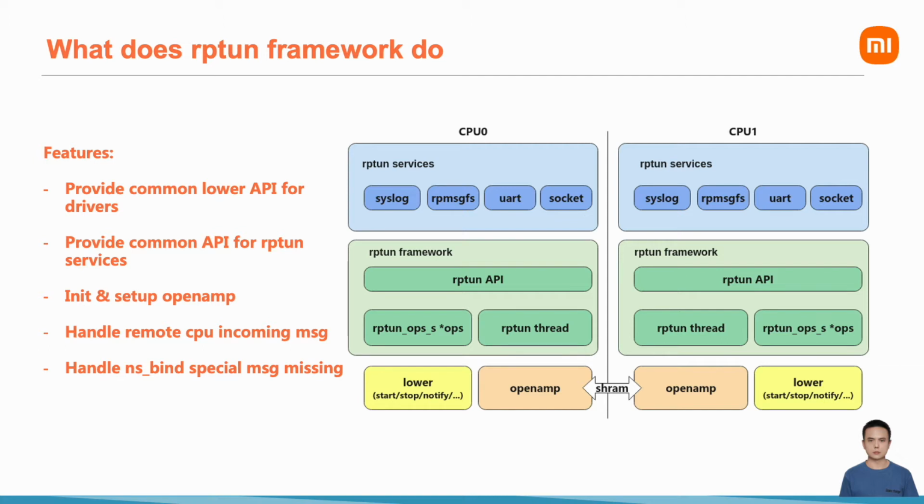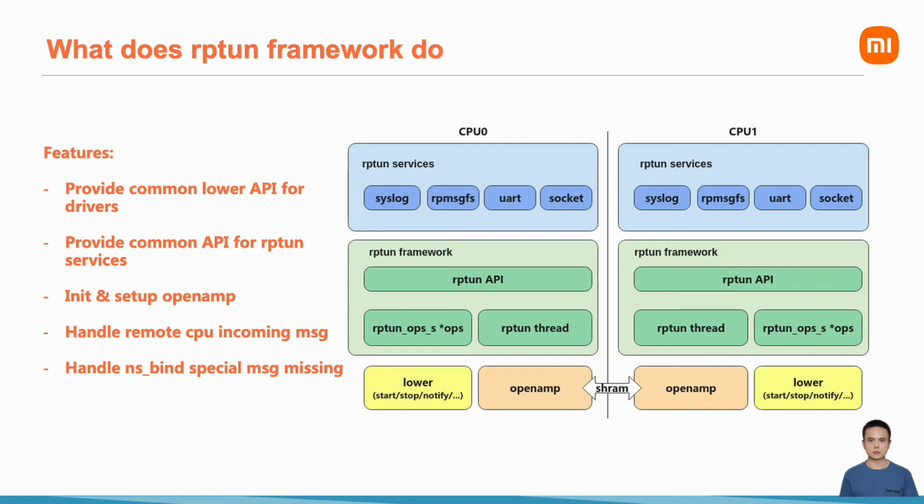Initialize and set up OpenAMP because it is based on OpenAMP. And then handle the remote CPU incoming message. And then handle NS bind special message missing.